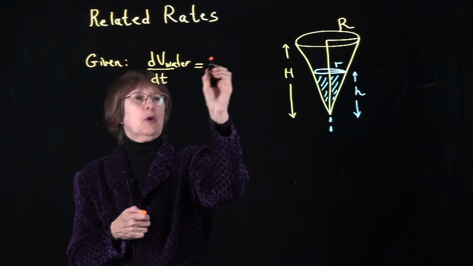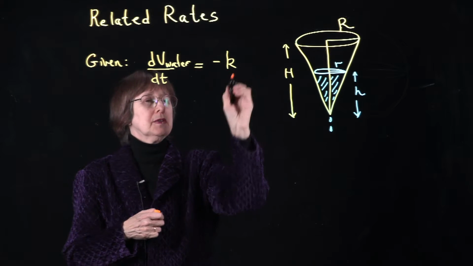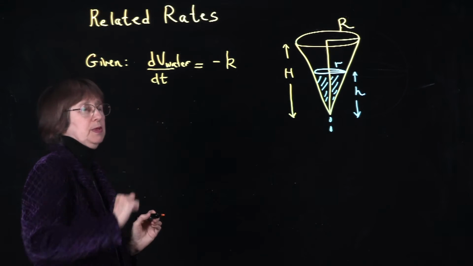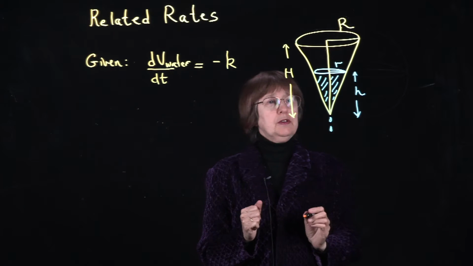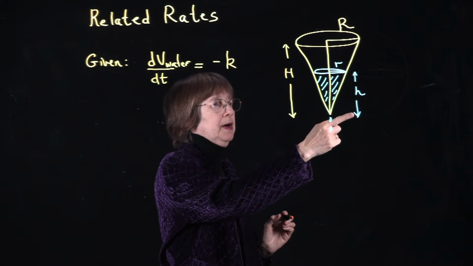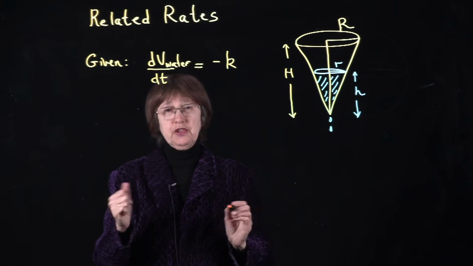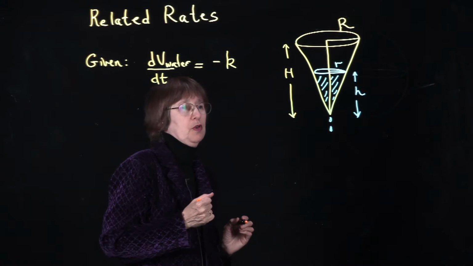is some constant, and I'll indicate that this is minus k since the volume is decreasing. What we'd like to do is figure out at what rate the height of the water in the cone is changing. Now, what have we got going for us?